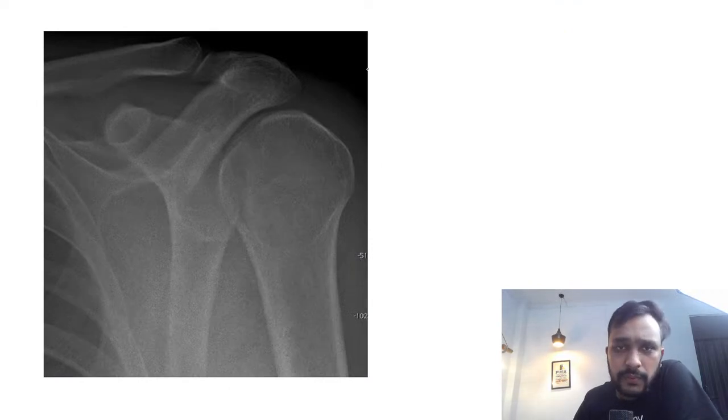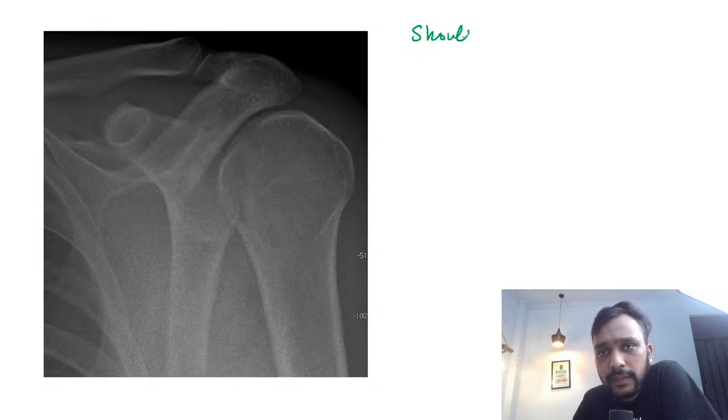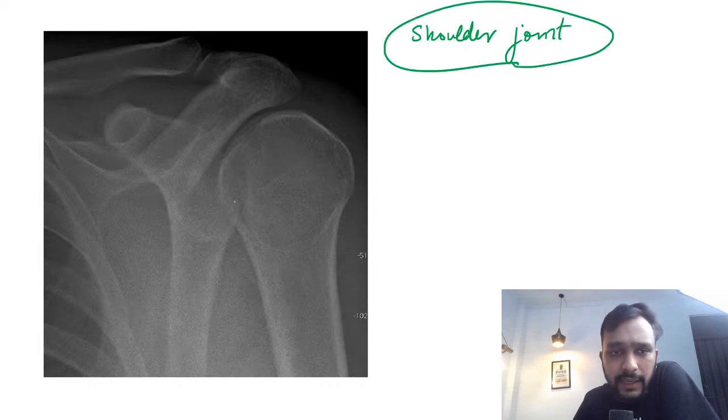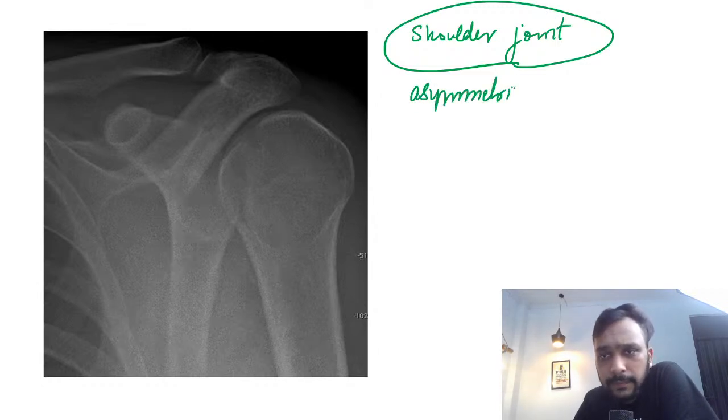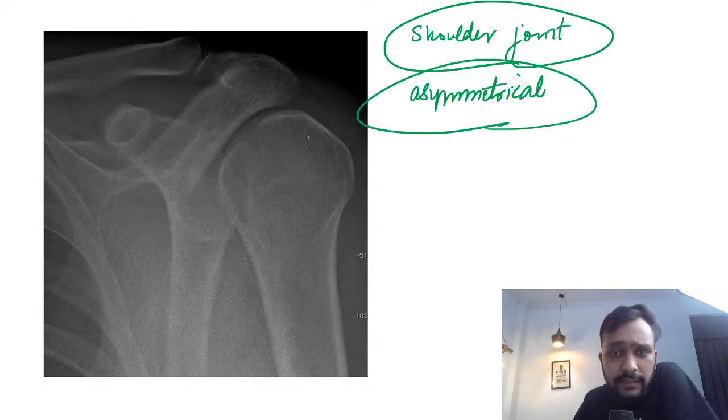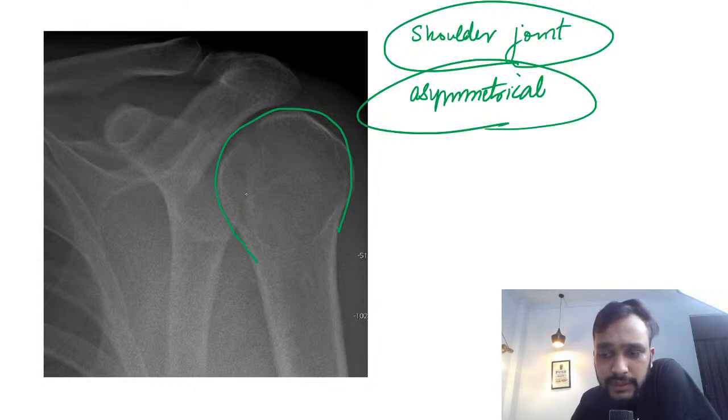Now moving on to another x-ray of the shoulder joint. What do we see here, guys? I told you that when we are looking at the head of the humerus, it has to be asymmetrical in shape. But here there is loss of asymmetry, the head of the humerus looks very symmetrical, very round in shape.